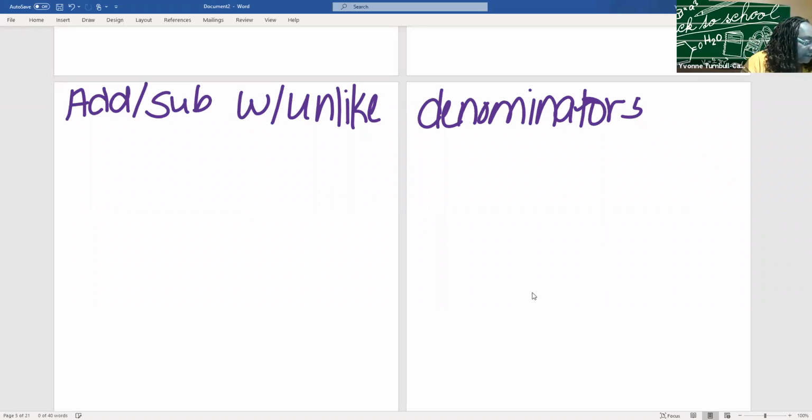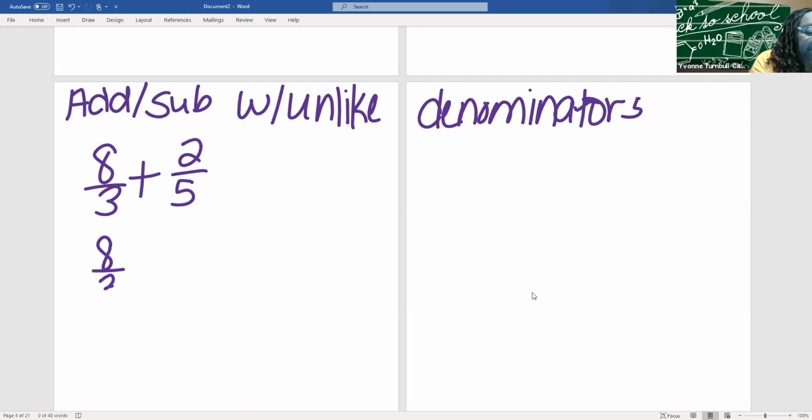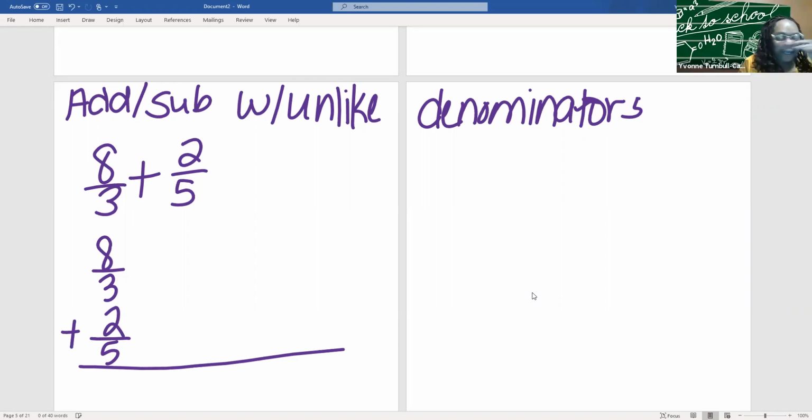Okay, when I teach fractions like this, I have this problem here: 8/3 plus 2/5. Personally, I like to write my problem vertically so I can show students how I came about the equivalent fraction. So when I do problems like simple fractions, I rewrite my problem vertically. So it's 8/3 plus 2/5. Okay, I noticed that the denominators are not the same.